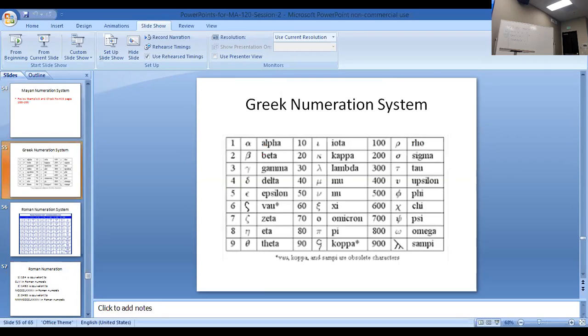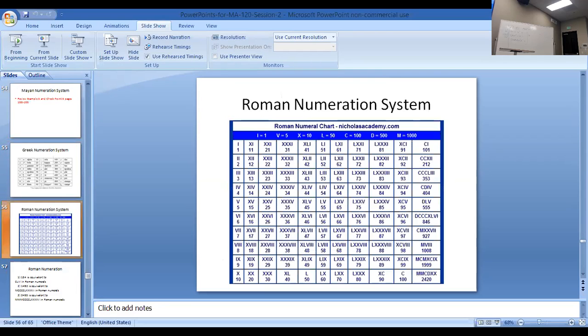Now, we have the Greek numeration system. Again, they're very difficult, based on the Greek alphabet. Each has a symbol, value, number, and a name. Alpha, beta, gamma, all the game. Roman numerals, oh man, it's huge.